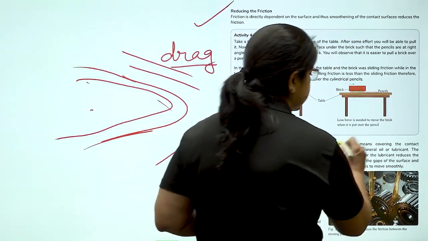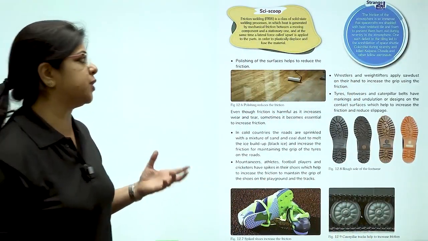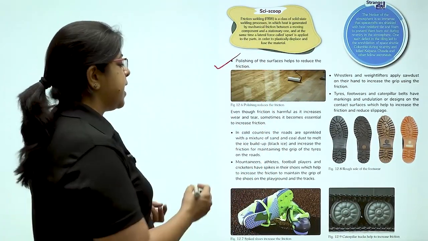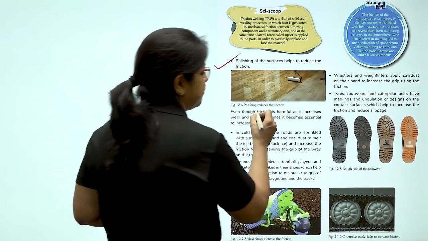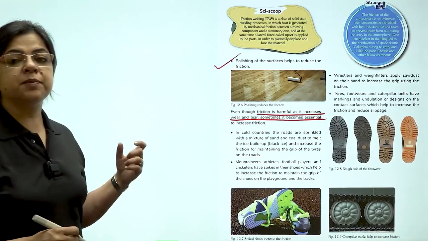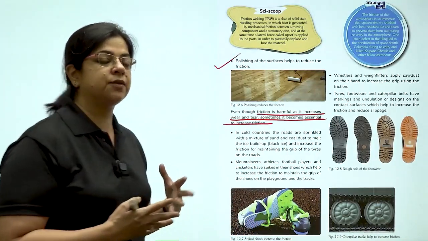Then we have covered lubrication, which means oiling of machine parts, oiling of hinges of doors and windows. Polishing of the surfaces also we have covered. And therefore, children, friction is harmful as it increases wear and tear. But sometimes it becomes very essential to increase friction. So how do you increase friction?